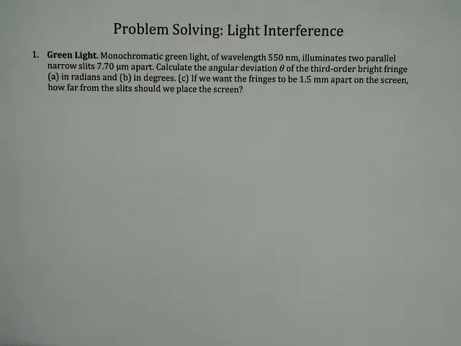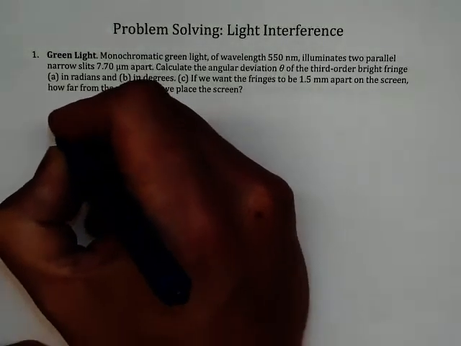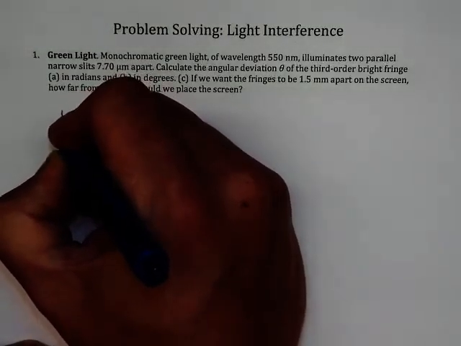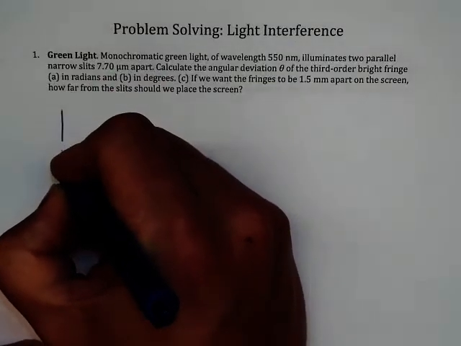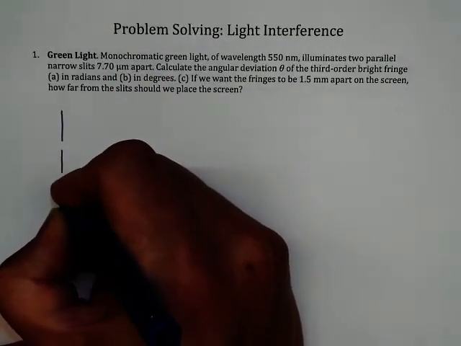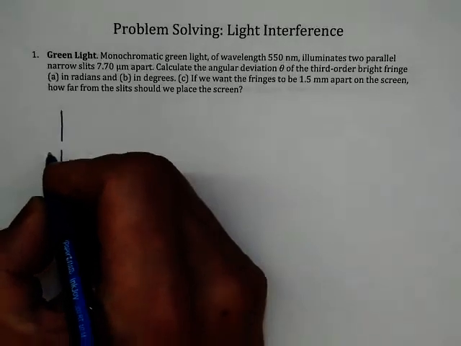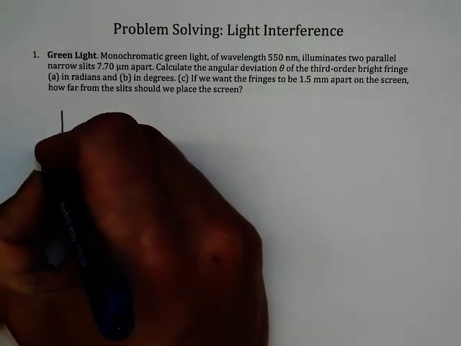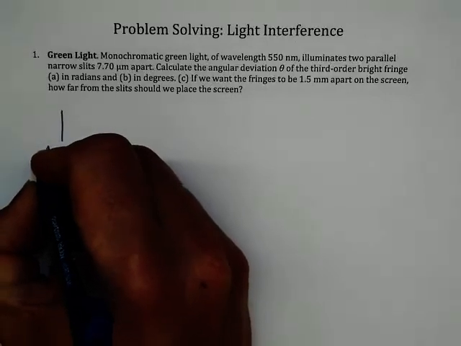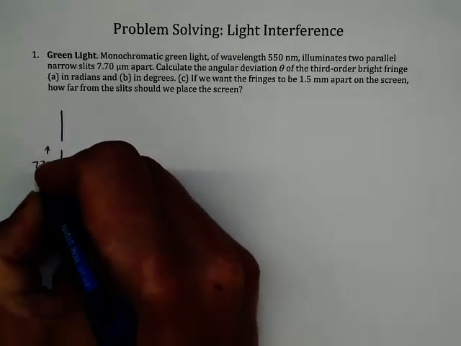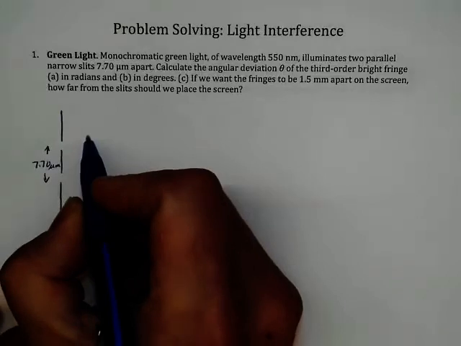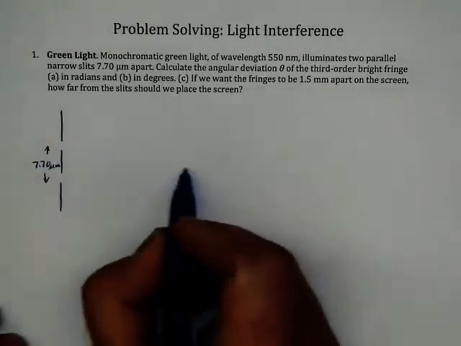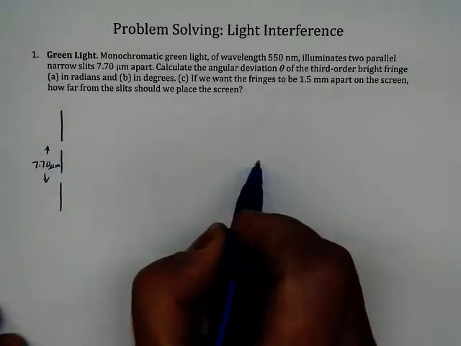And if we want the fringes to be 1.5 millimeters apart on the screen, how far from the slits should we place the screen? So I'm going to just sketch the setup right here. So I have two openings that I'm illuminating with my green light, and we know that they are 7.7 micrometers apart. And so light that comes through here is going to form an interference pattern.